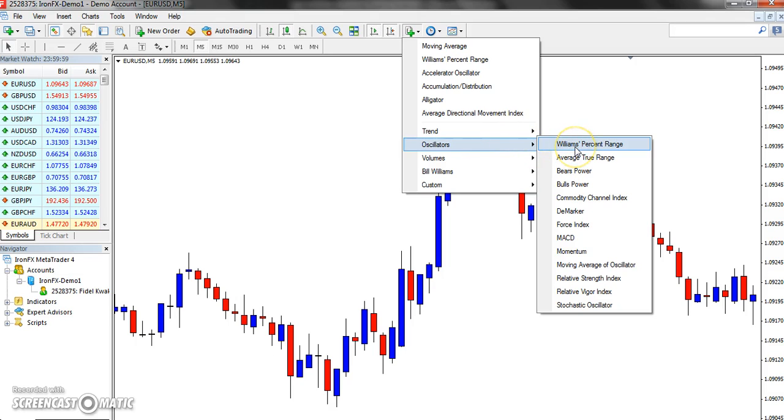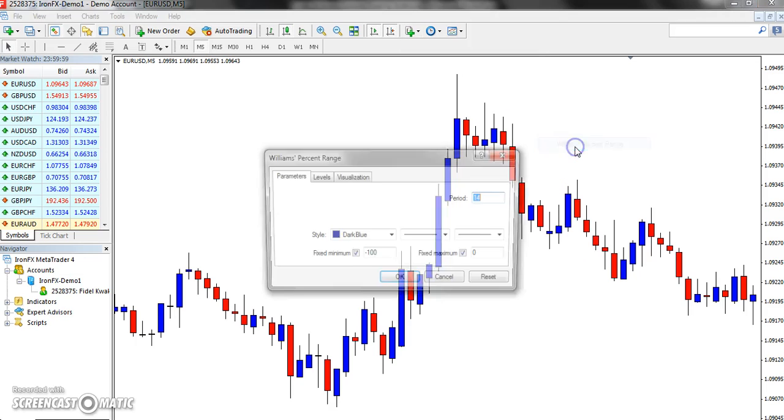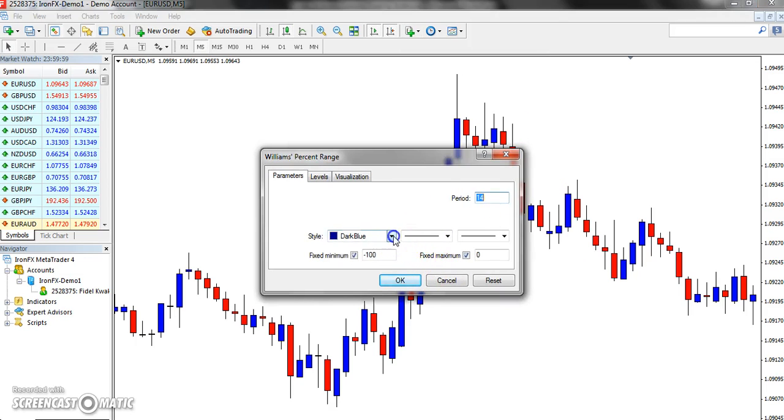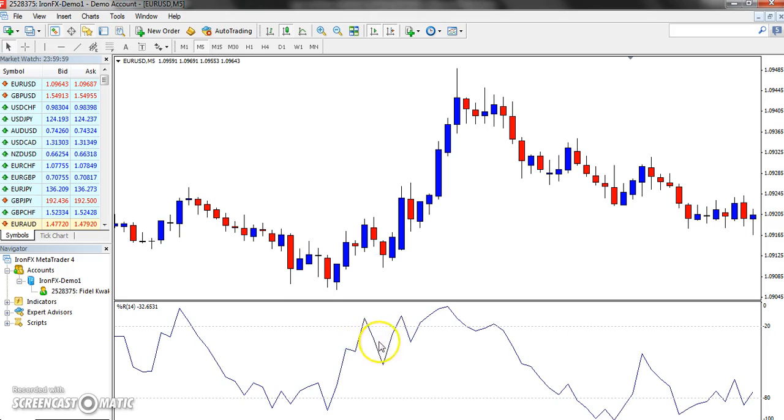Then you choose William Percent R. You click on it. By default, it gives you the aqua color, but I don't usually like the light one. I usually like the dark blue. So select dark blue and then click on OK. So it gives that to you.